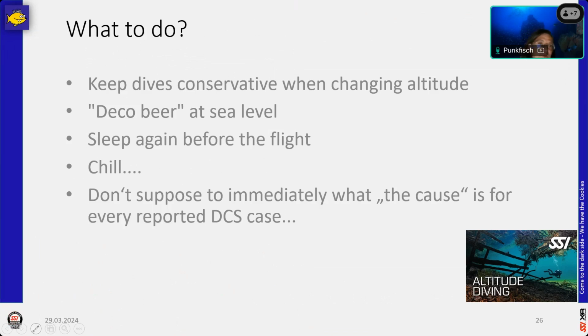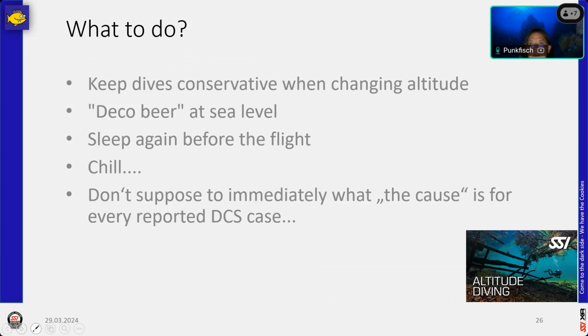And if you know you will fly after diving, it's always good to have a good night's sleep before you fly. Well, yes, for sure, but it's not really important if you have a 23 hours break or a 24 hours break. It doesn't make so much of a difference.